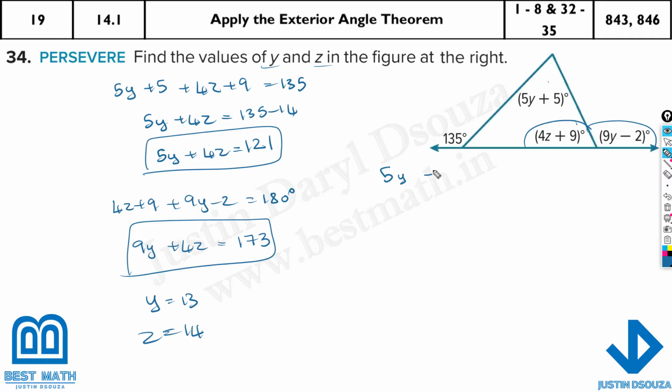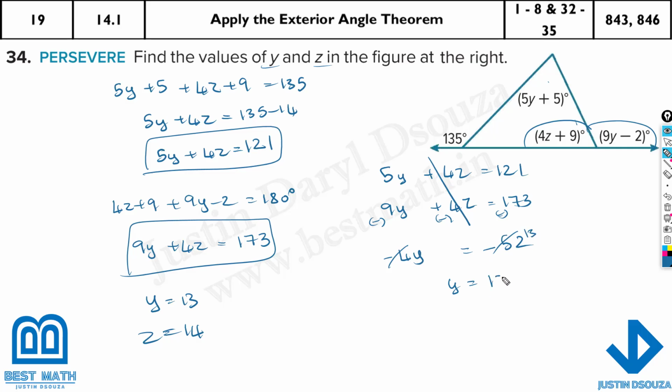See, it's 5y plus 4z equal to 121. Because the 4z and 4z are the same, I'm going to subtract. That means I'm going to use this 9y down. 4z is equal to 173, and I'm going to subtract them. Subtracting means changing the signs here completely. This goes off. So here you will have minus 4y is equal to minus 52, since 121 minus 173 gives minus 52. So divide both sides by 4. It will be 13. Minus is gone. Positive 13.